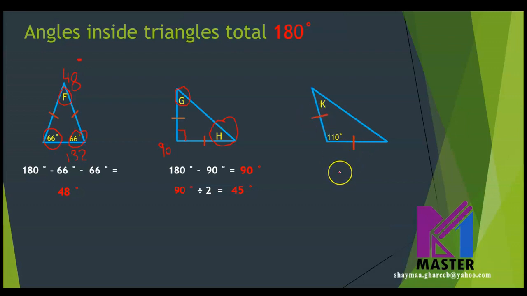Now look at this one. This is an isosceles triangle, which means two equal angles. Where are the two equal angles here? This angle and this angle are equal to each other. And I know that this angle is 110, which means these two together will be 70 degrees. 180 minus 110 equals 70 degrees, both together. So I will divide the 70 by 2. So each one equals 35. So angle K equals 35 degrees. Is this clear?